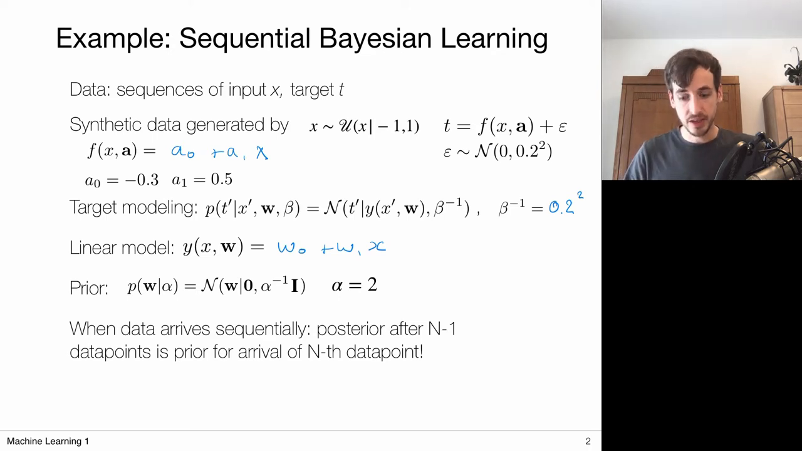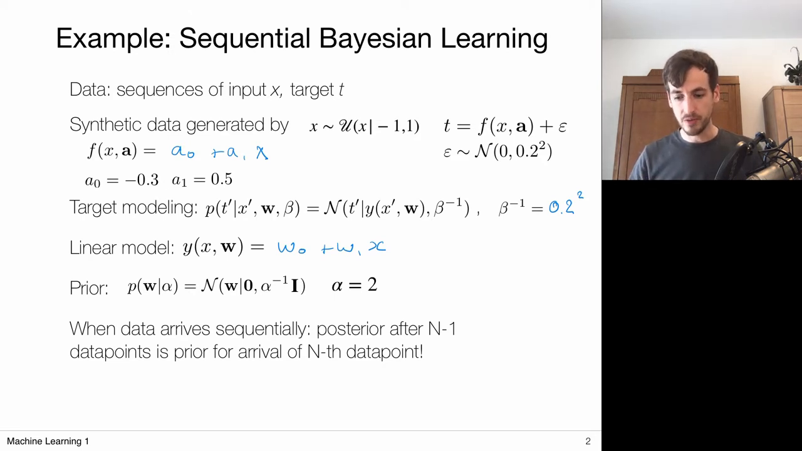Okay, so our objective is to find the model parameters w0 and w1 that are most likely to explain the observed data points. So we hope that in the end, we recover w0 to be minus 0.3 and w1 to be 0.5. But before we start, we haven't seen anything, we don't know anything. So we just assume a prior distribution stating that my w is most likely to be centered around 0. And I have, again, some precision parameter, which we set just to 2.